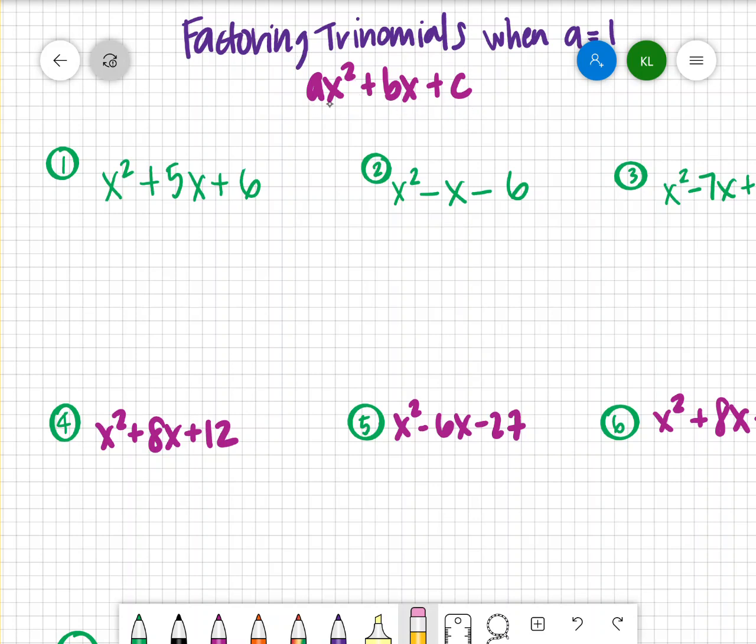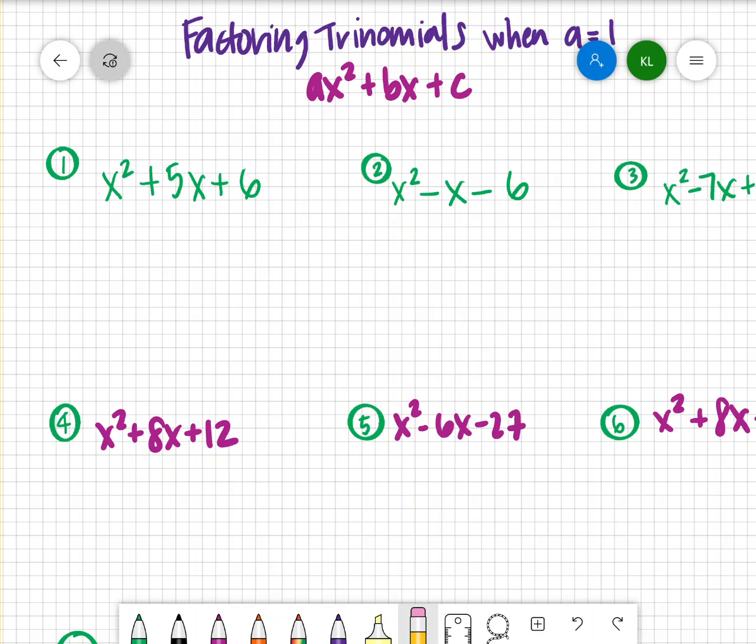And if we're writing it in standard form, our x squared is going to come first, our x to the first would come in the middle, and then our constant term would come last. So a, b, and c represent different numbers. So when I say that my a value is equal to 1, what that means is in front of my x squared, my a is always going to be 1.